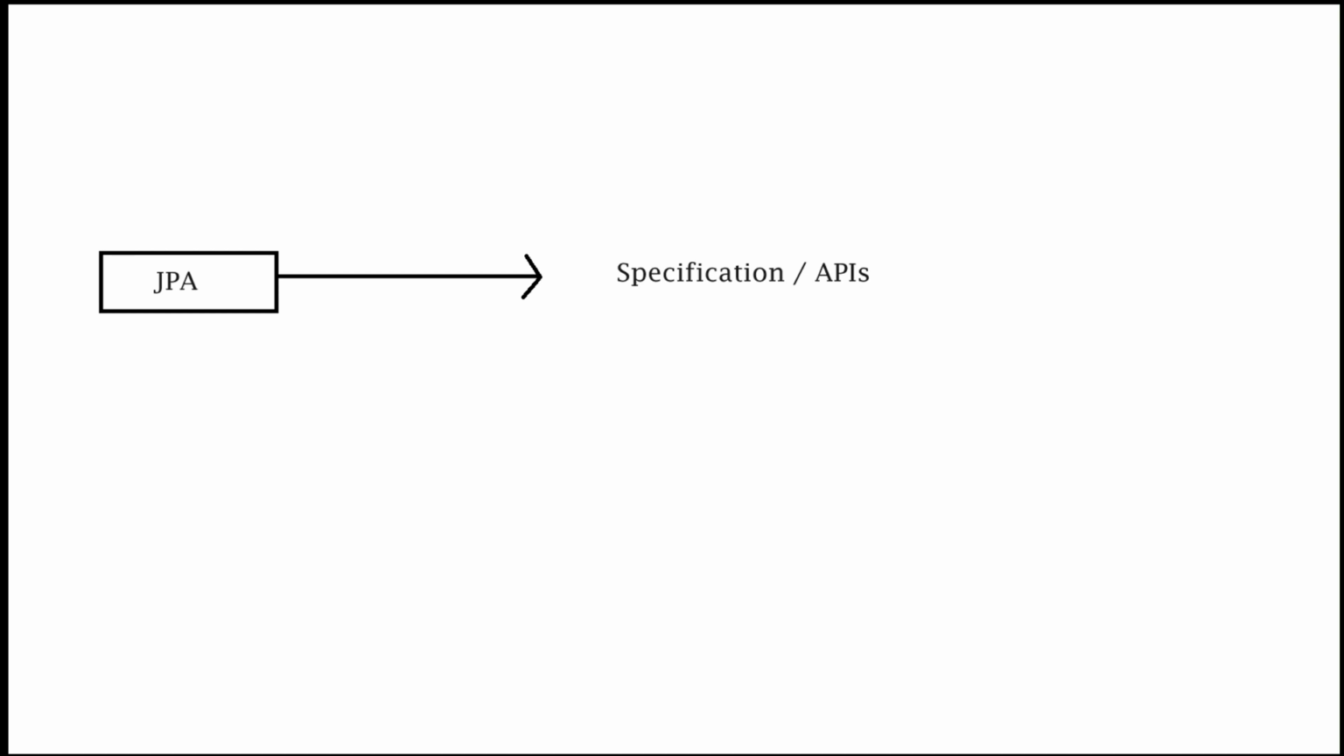JPA has provided standard specifications and APIs to communicate with the database, but it has not provided any implementation for that. Suppose I am a developer and I want to use JPA. In that case, I have to implement all those specifications and APIs provided by JPA. After that, I can communicate with the database.